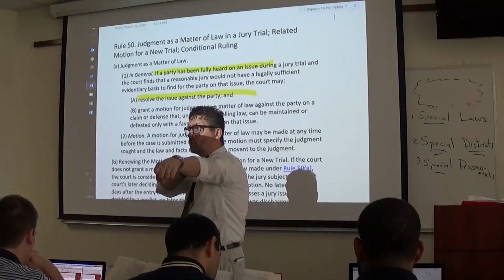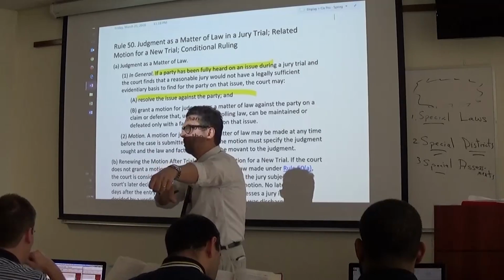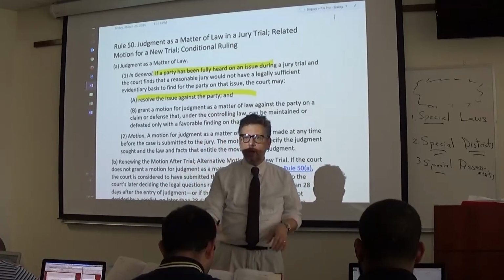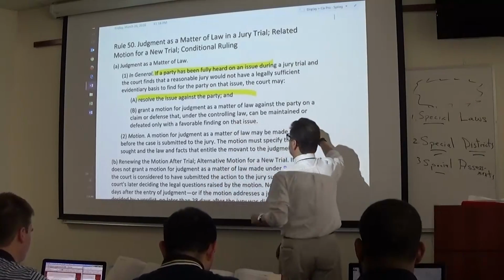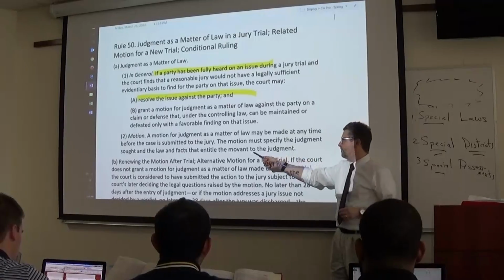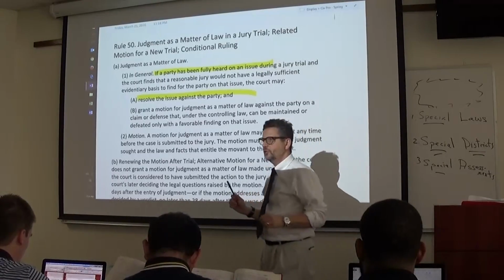Your Honor, she has to lose because she didn't put forth this stuff. I can't hide the ball. That's what you have to specify in the motion. Very good, that's right. A motion for judgment as a matter of law has to specify the judgment sought and the law and facts that entitle the movant to judgment.